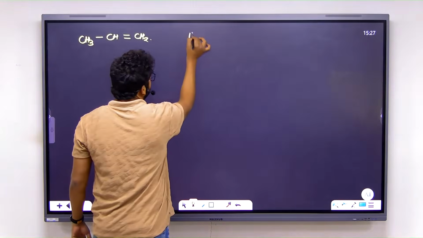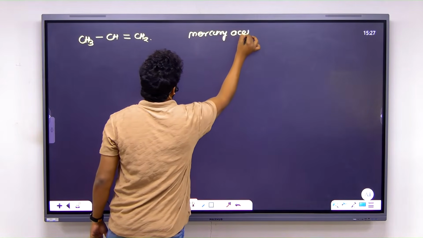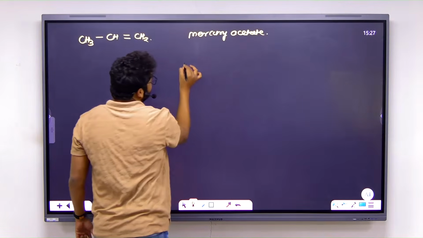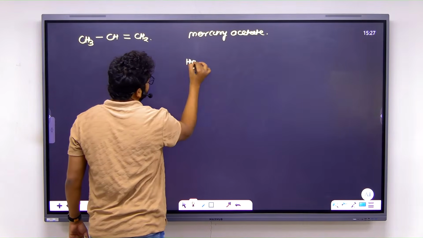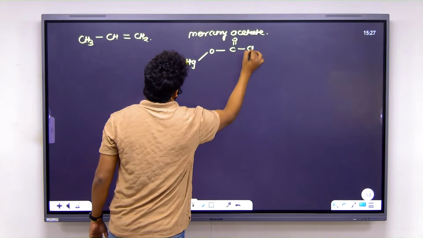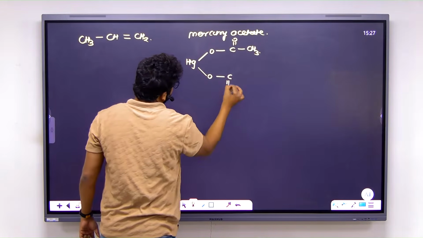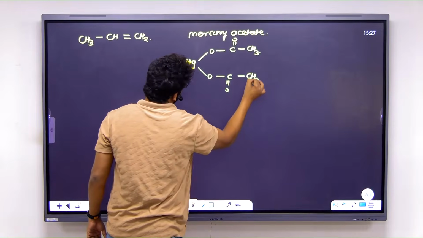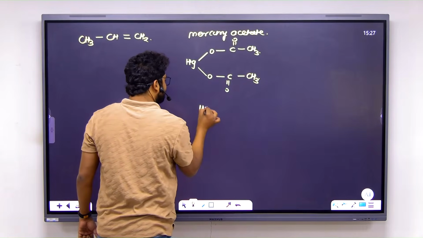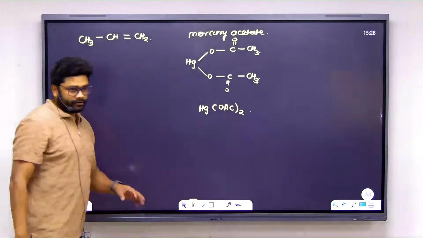I use mercury acetate. What do you call it? Mercury acetate is denoted by OAc. It is called mercury acetate. Okay, and what did we denote it by? Hg(OAc), how many times? 2 times. Very simple.